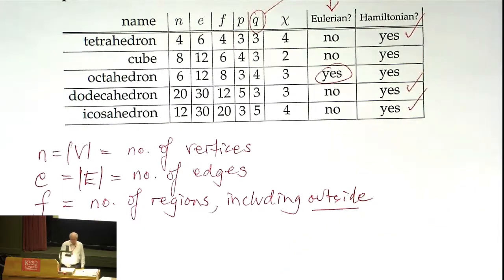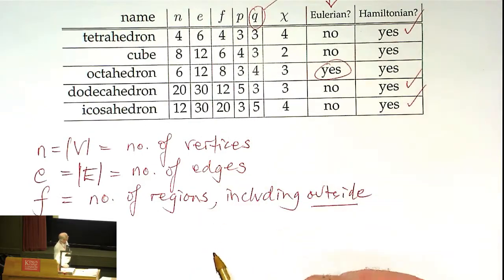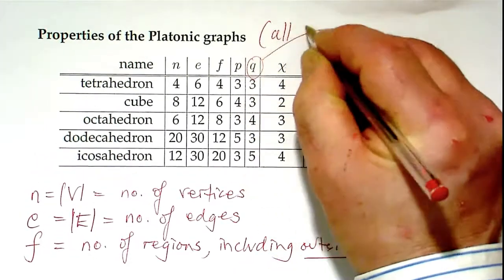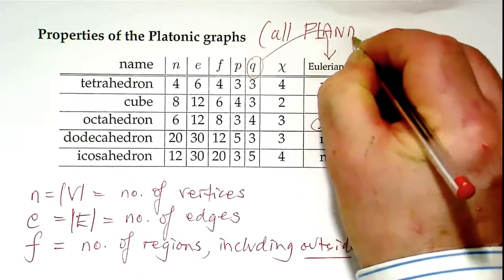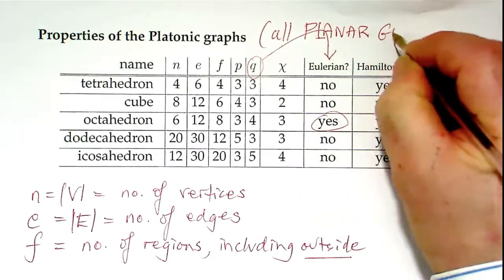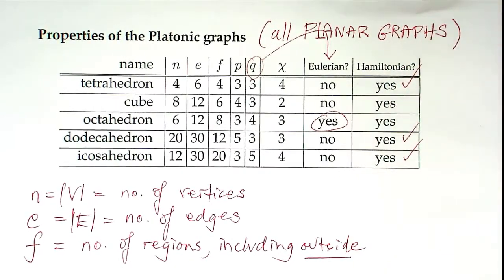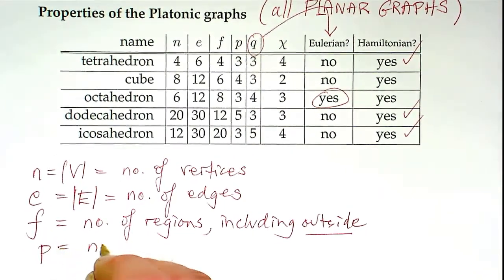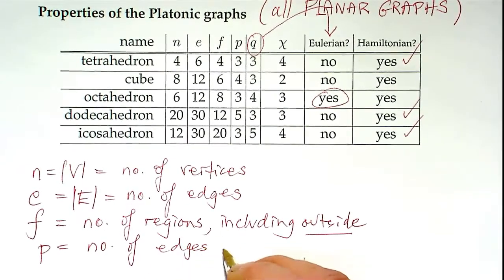So it's faces of the polyhedron, but when you do the graph theory, these become planar graphs. So these are all planar graphs. I haven't really justified that, maybe I will in a moment. They can all be drawn in the plane without crossings, and that's true for any polyhedron, actually. P is the number of edges bounding each region, whether it be inside or outside.